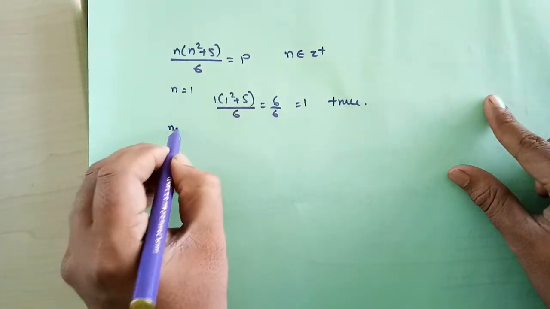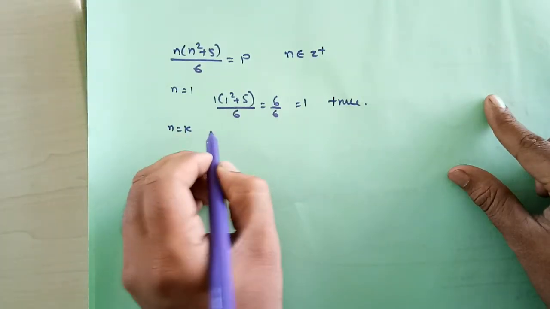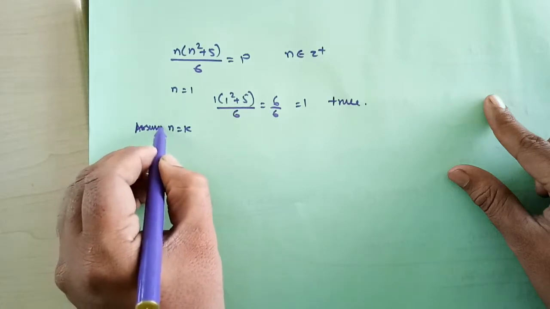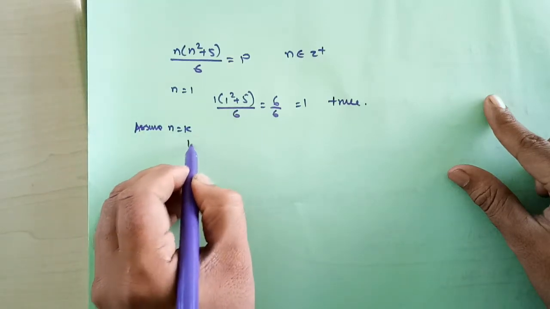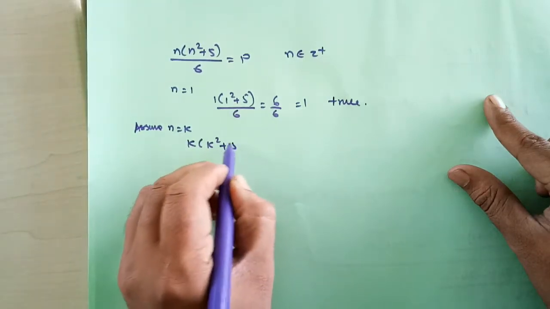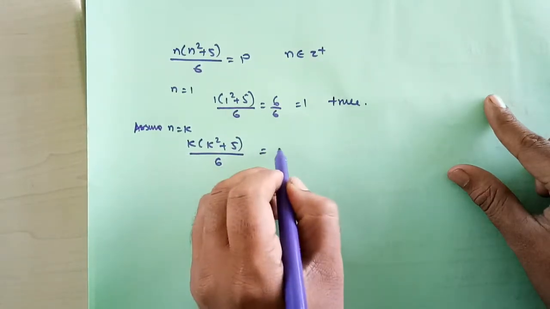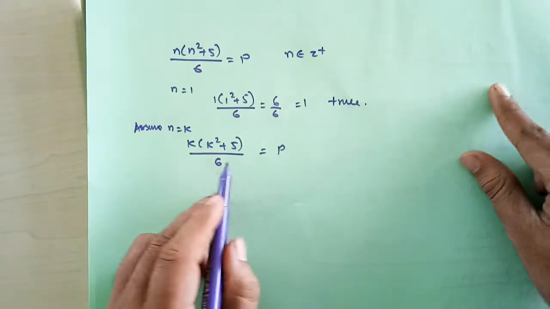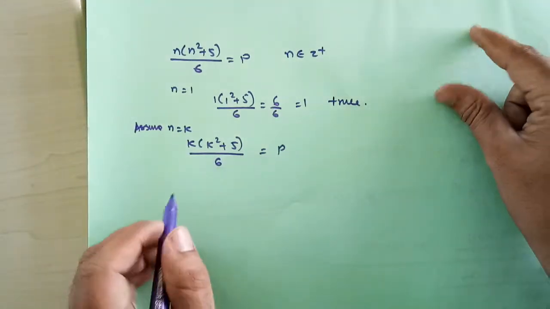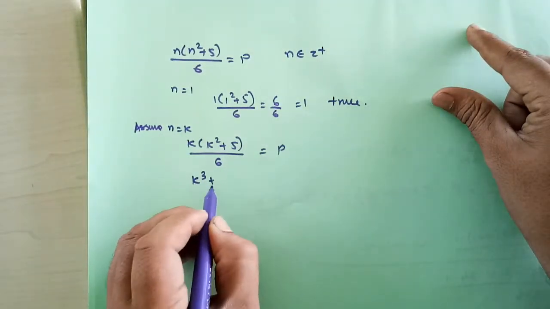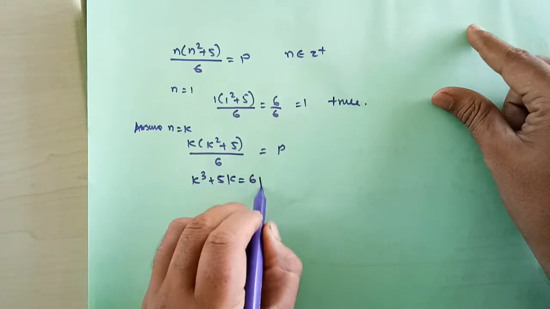Alright, now take n equals k. Assume n equals k is true. So it's going to be k times (k squared plus 5) over 6 equals, let's say, integer p. Alright, so that's what I'm assuming. So it's going to be k cubed plus 5k equals 6p.